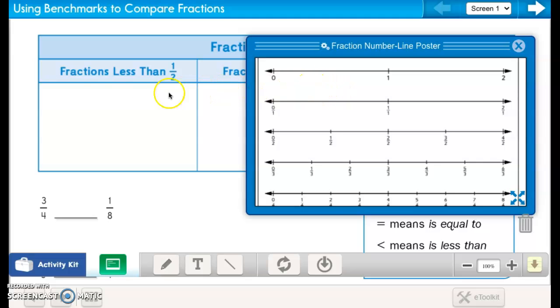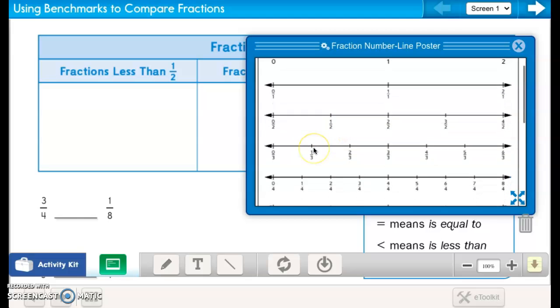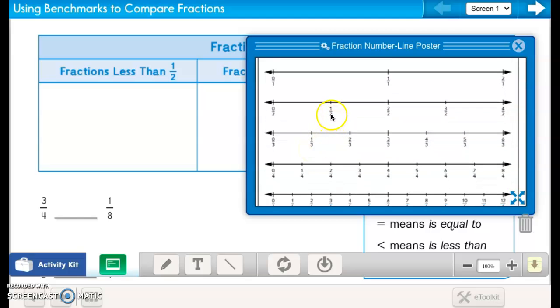So let's look at fractions that are less than a half. Okay, so here's a half. We want to look at ones that are less. That means the closer they are to 0, that's less. The more you go to the right, it's more. The more you go to the left, it's less. So everything less than a half. Look at 1/3. 1/3 is less than a half.